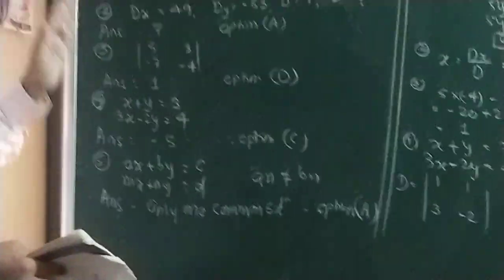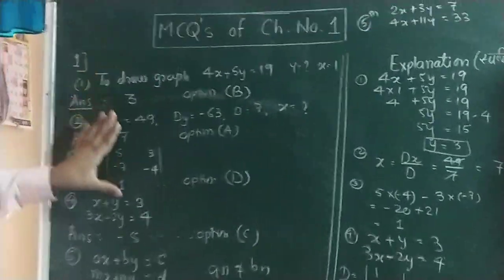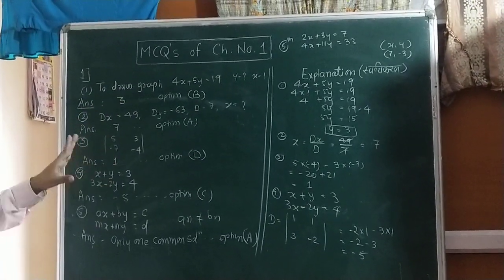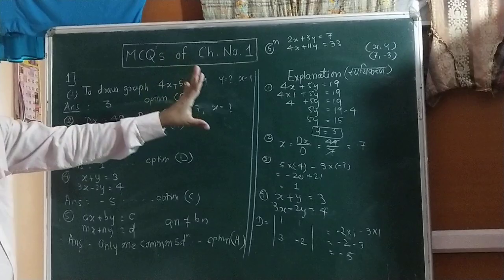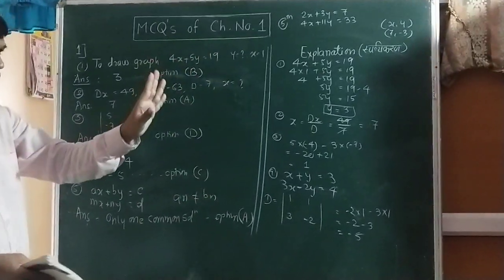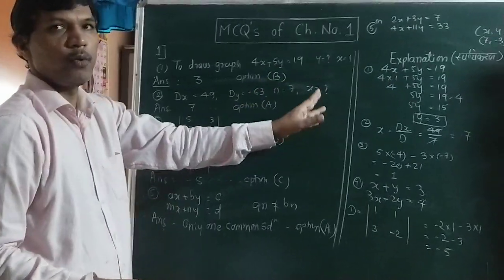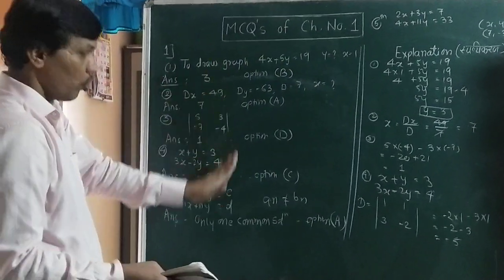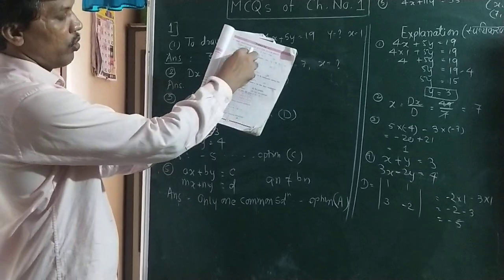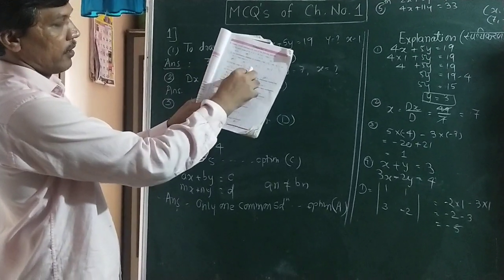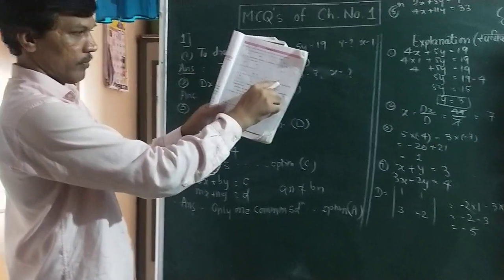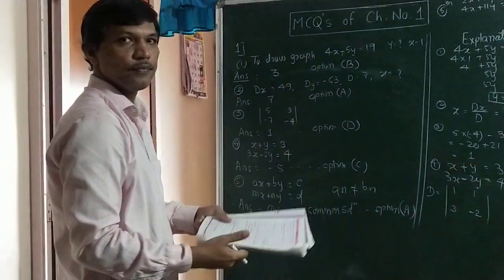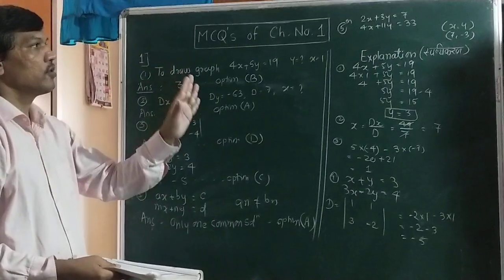So first you copy this in your notebook like this: question, answer, 5 questions, and then write the explanation also. So while revising we will come to know how we got the answer. So this is the explanation in your notebook, and then in the textbook only tick mark like this. If you have the textbook in hand, you can tick mark like this. Okay. So the first chapter MCQ is all over.